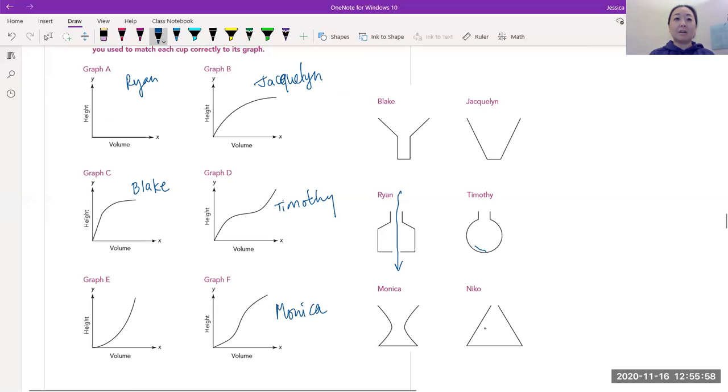Monica's right here. And then Nico. Wide, then skinny, which means as you fill up your cup, slow, slow, slow. And all of a sudden you have to be careful because it goes, right? So it's going to do something like this. So this is Nico right here. All right. So that's what you should have written down. So hopefully you tried that out because I think these are fine.